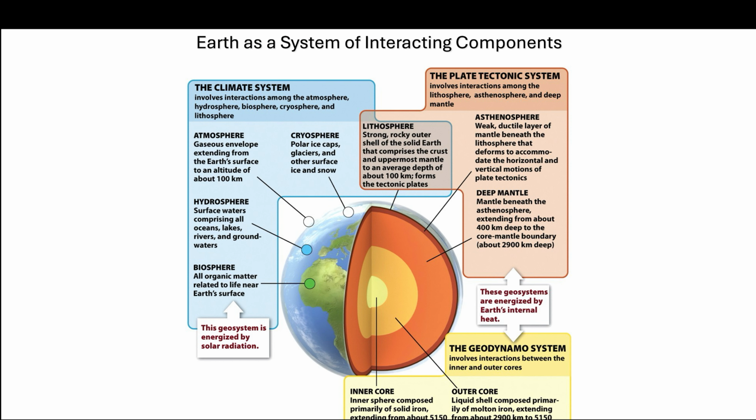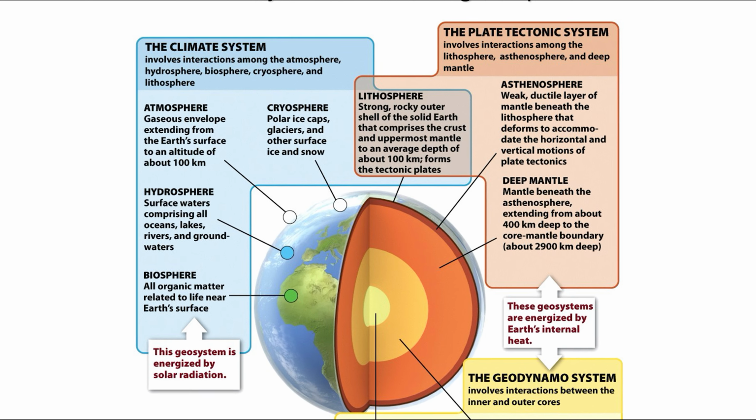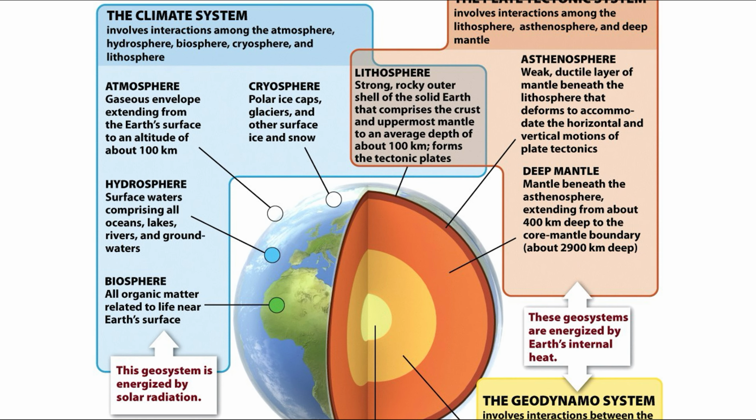The climate system is driven by interactions between the atmosphere, the hydrosphere, the biosphere, the cryosphere, and the lithosphere. Starting with the atmosphere, this is a thin gaseous envelope that surrounds the Earth up to an altitude of about 100 kilometers. You can think of it as kind of a wet paper towel wrapped around a bowling ball in terms of its thickness.